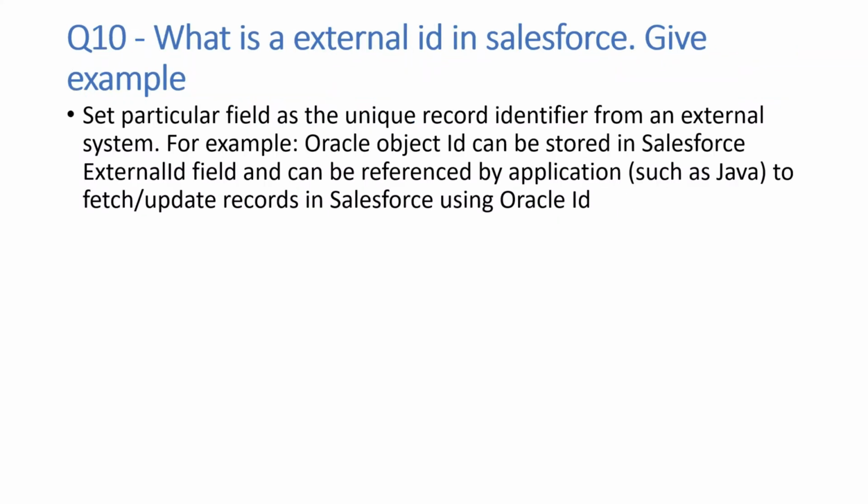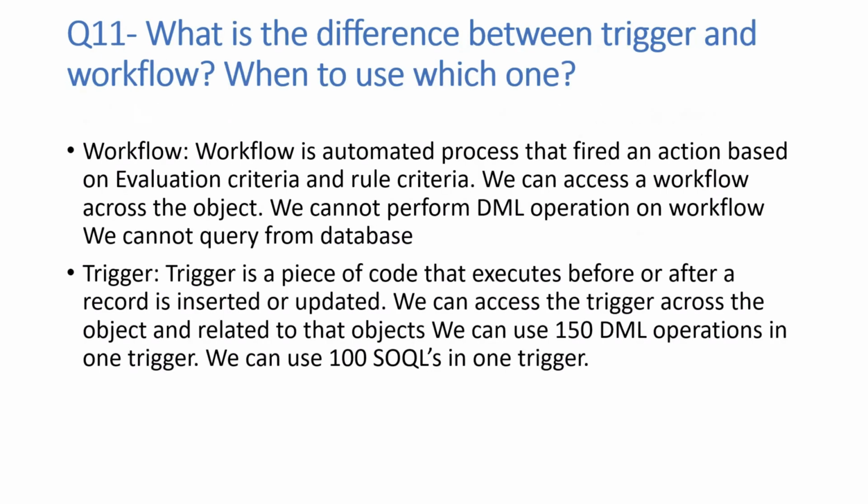10. What is an external ID in Salesforce? Give example. So through external ID, we can set a particular field as a unique record identifier for an external system. For example, suppose we have a field Oracle object ID that can be stored in Salesforce as an external ID field, and that can be referenced by external applications such as Java to fetch and update records in Salesforce using Oracle ID.